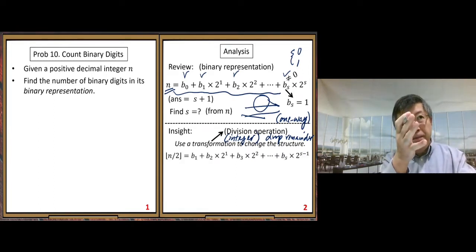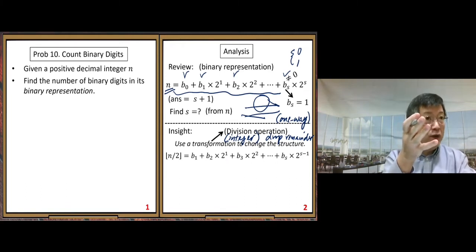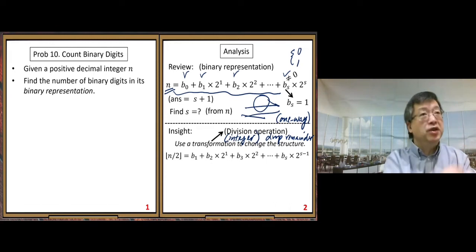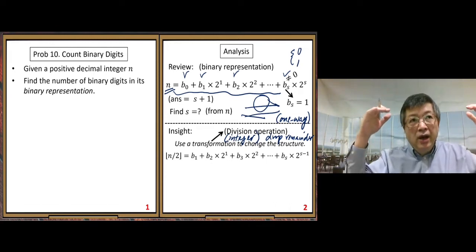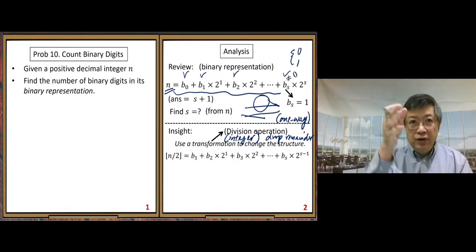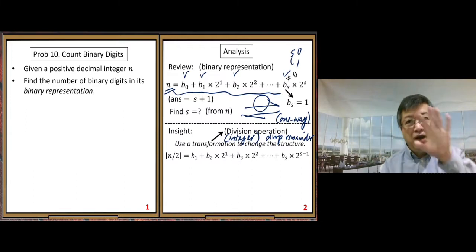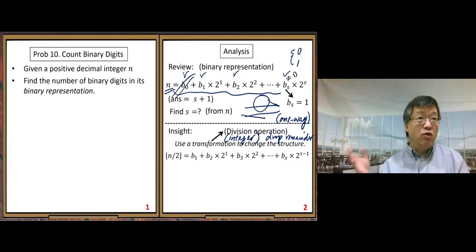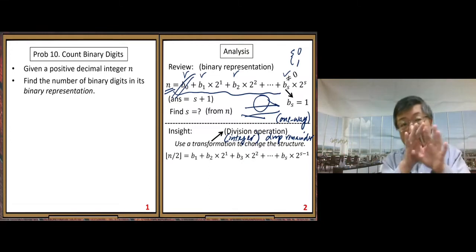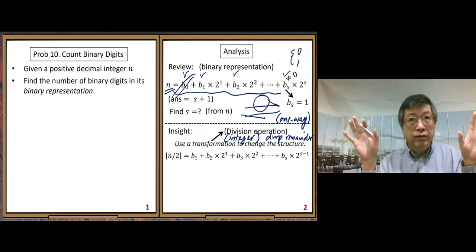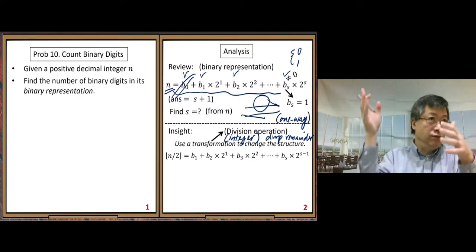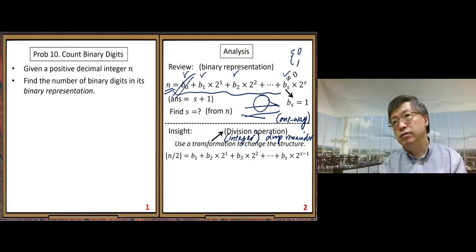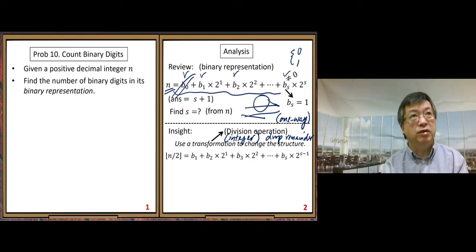All right, so the division. On the left-hand side, because it is integer division, the result must be another integer, so we take the floor function, floor of n over 2. On the right-hand side, you can see the b0 part is gone, because that corresponds to the remainder part. The other terms are multiples of 2, so you just do base 2 division.